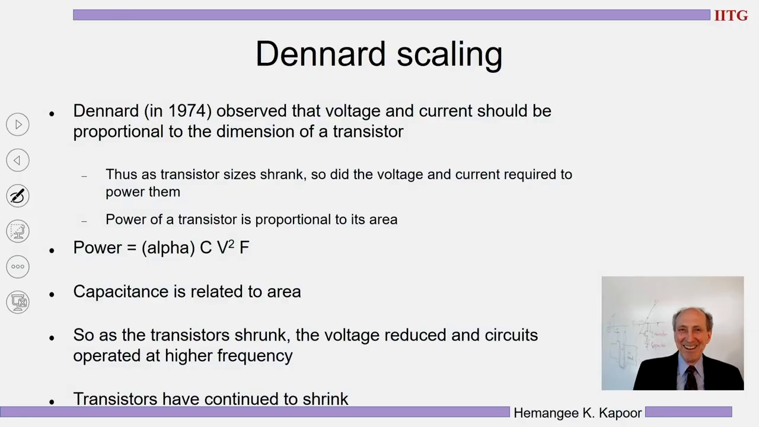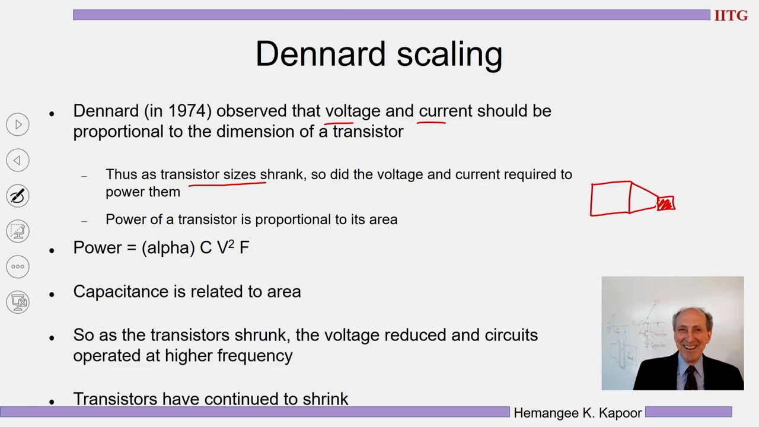So this happened because of the concept of Dennard scaling, as Dennard explained it. Dennard in 1974 observed that the voltage and the current are proportional to the dimension of the transistor. So if I have a transistor of this size, it is going to consume some amount of power. And if I shrink this transistor to a smaller dimension, if I make a smaller transistor, it is going to consume proportionally lesser voltage and proportionally lesser current. Right? So the voltage and current are proportional to the dimensions of the transistor. So as the transistor sizes shrank, because we have more transistors and the technology is improving, I'm able to design smaller devices. So as the transistor shrank, the voltage and the current required to power them also reduced, right?